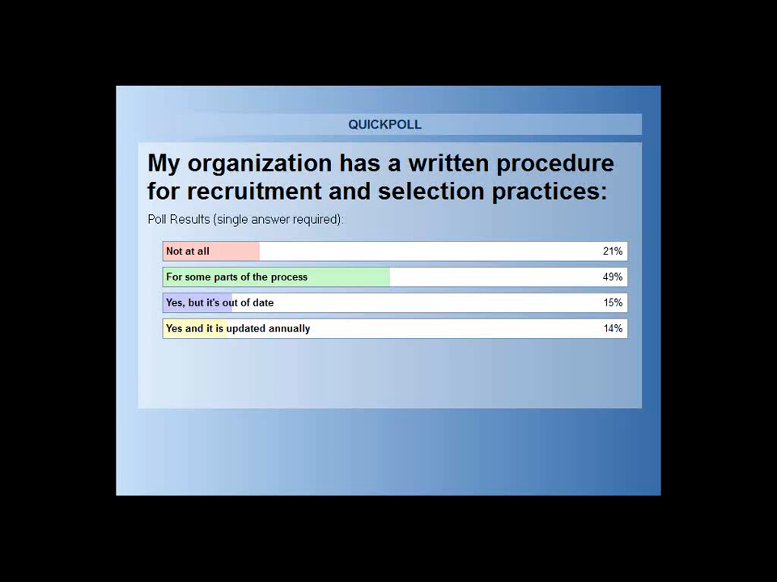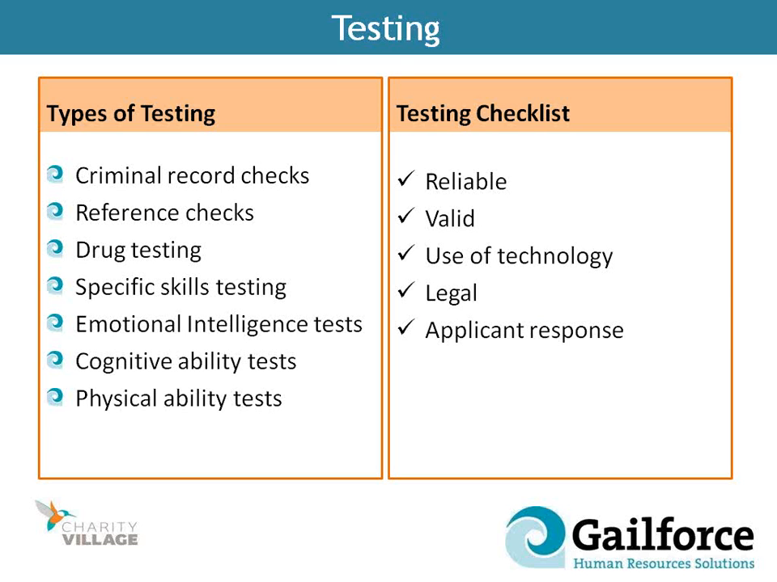Now, another important aspect of your selection can be testing. Pre-employment testing can be helpful in the recruitment process, and with some types of testing, it may be required. The important thing to note with use of testing is that it ought to be objective and use standardized measures. So testing may be used for gauging an applicant's knowledge, skills, and abilities, or other characteristics that are specifically related to the job. And some of those include criminal records checks.